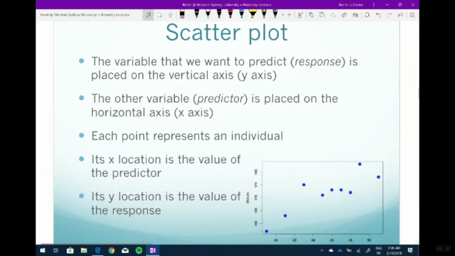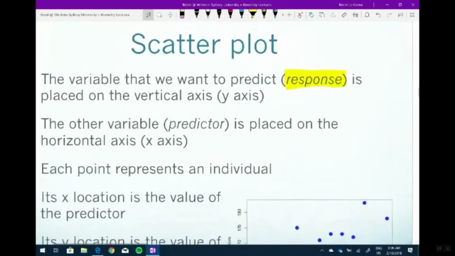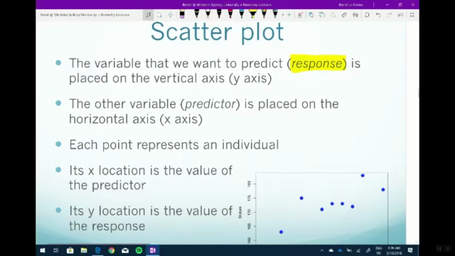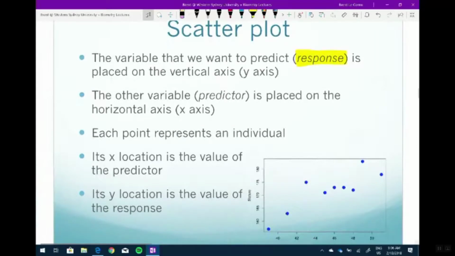So first off, a little bit of terminology. The variable that we want to predict, the one along the y-axis, the vertical axis, is called the response variable. And just to make your life a little bit annoying, it's also called the explanatory, response, predictor, and no, we'll leave it at that for now. So response is the one along the y-axis. The predictor is the one along the x-axis.